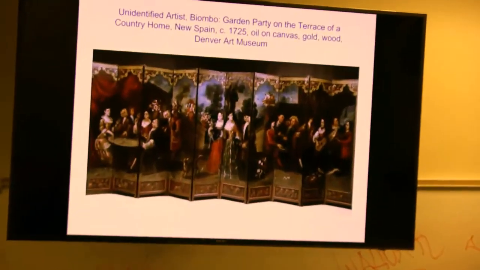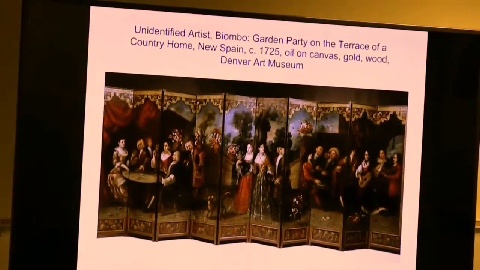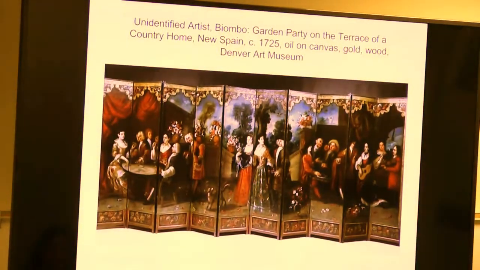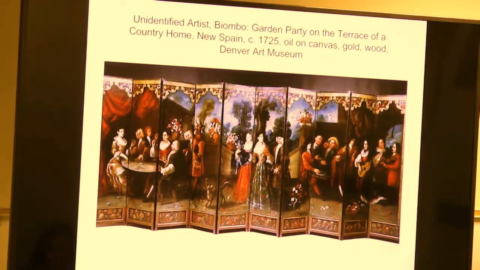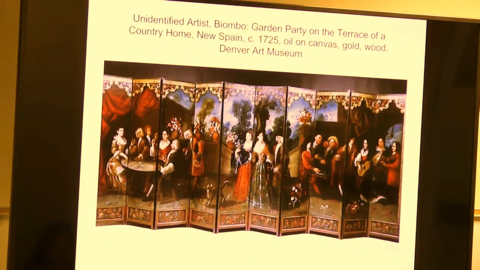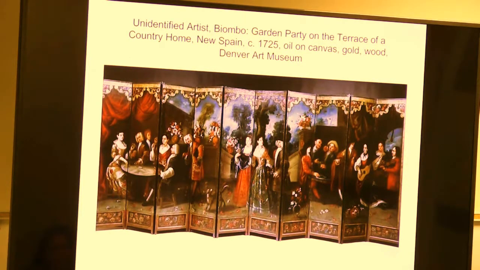Here's a genre scene. This is the one from the Denver Art Museum that AP should be using, in my opinion. And I'm hoping they see this, because it'll be easy to get permission. And this is more representative of the biombo. It's a garden party on the terrace of a country home from around 1725. Again, oil on canvas, gold wood. And it's like a scene of people at a party. These people are playing cards, they're musicians, people are dancing. This gives us an idea of some of the social activities or daily life in viceregal New Spain. We get a lot of information about costuming and ceramics, material goods.